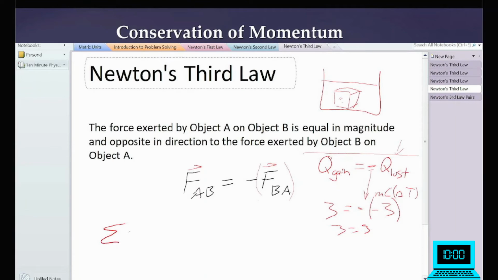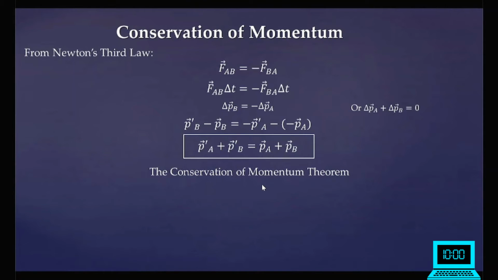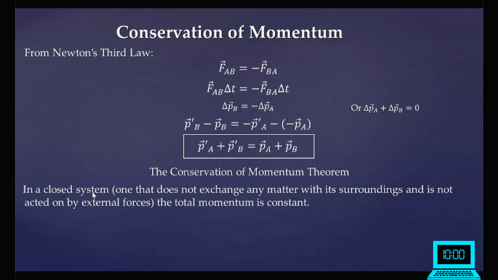Now, you might see that as a sigma or sum of all the forces added together equaling 0. Okay, if we add them all up, they equal 0. There is no net force. These forces are balanced. Now, this is crucial for our law of conservation of momentum, or our theorem. In a closed system, one that does not exchange any matter with its surroundings and is not acted upon by external forces, the total momentum is constant.